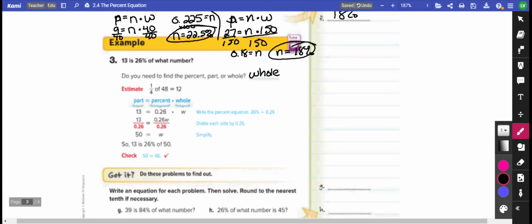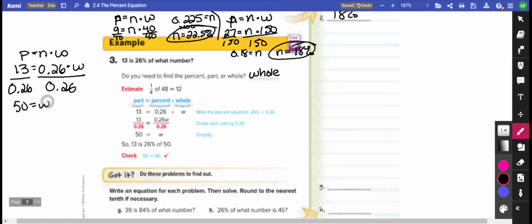So if I take 13, that's my part. So let me start over. My part equals my percentage times my whole. So 13 equals 26%, which is 0.26 as the decimal, times my whole. So I'm going to divide both sides by 0.26. So 13 divided by 0.26 gives me the answer of 50. So 50 equals W. My whole is 50.